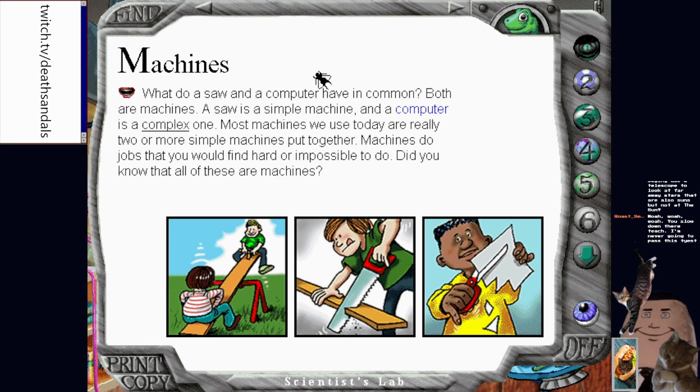Yes, Machine, that's how pulleys work. What do a saw and a computer have in common? Both are machines. A saw is a simple machine, and a computer is a complex one. Okay, though, that made me chuckle. Alright, shush, you.